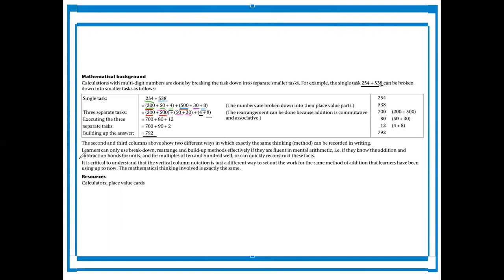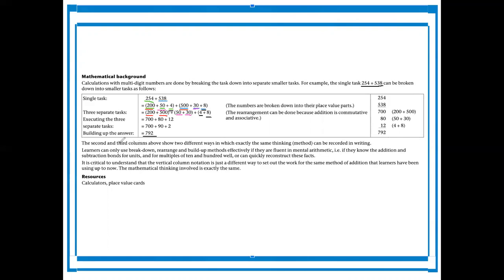Okay, let's carry on. Learners can only use breakdown, rearrange, and build up methods effectively if they are fluent in mental arithmetic, i.e., if they know the addition and subtraction bonds for units and multiples of tens and hundreds well, or can quickly reconstruct these facts. It is critical to understand that the vertical column notation is just a different way to set out the work for the same method of addition that learners have been using up until now. The mathematical thinking involved is exactly the same.